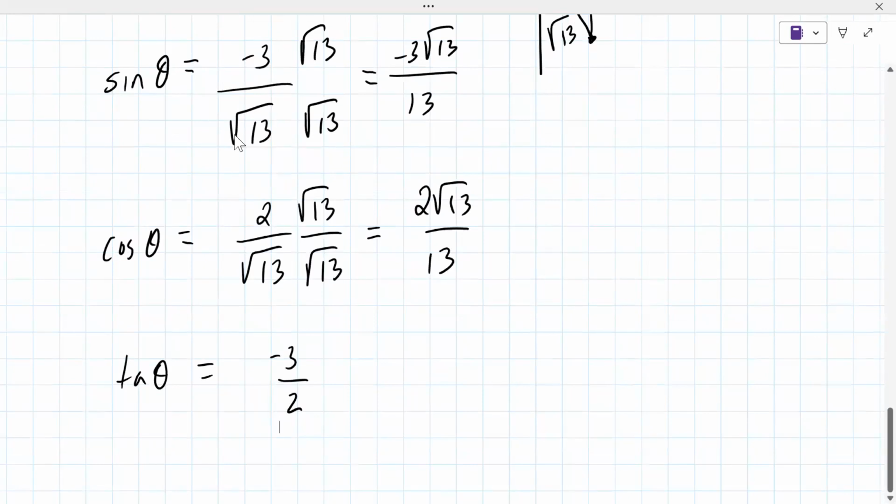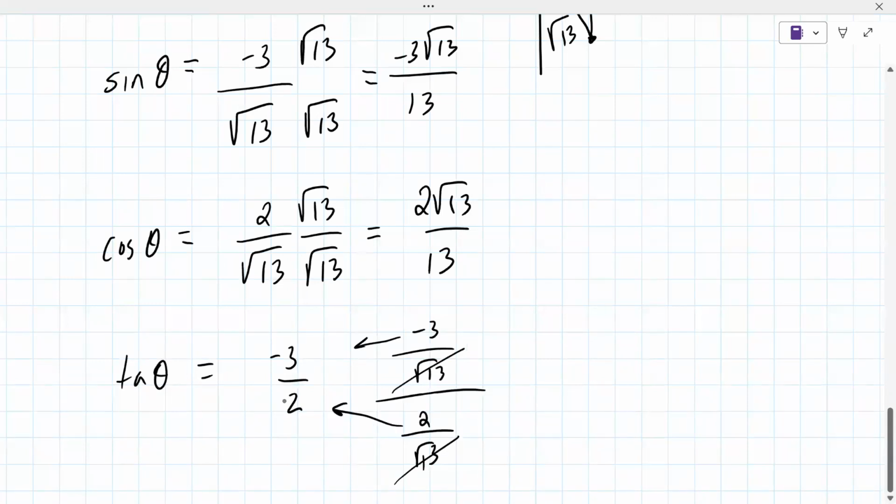But let's see that it works, if we use the original sine and cosine: -3 over root 13 over 2 over root 13. Is it -3 over 2? Yes, it is, because when the bottoms are the same, it just becomes those two values.